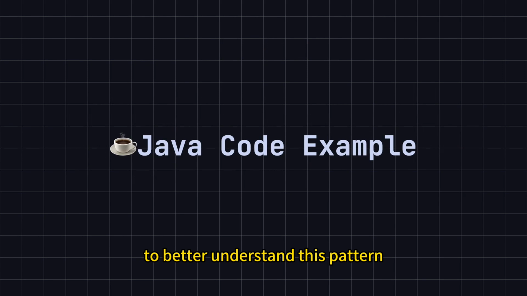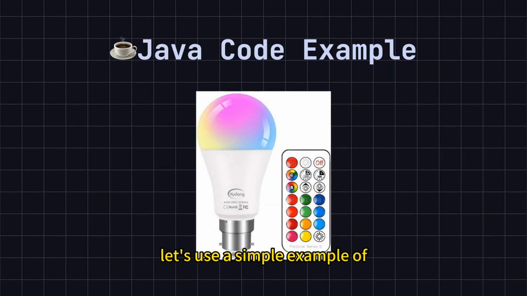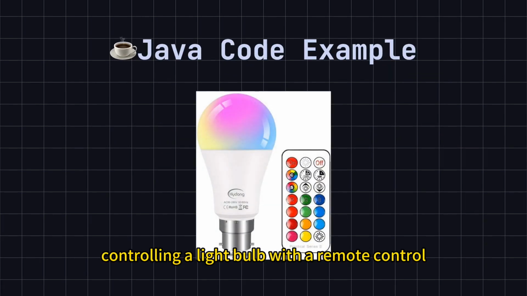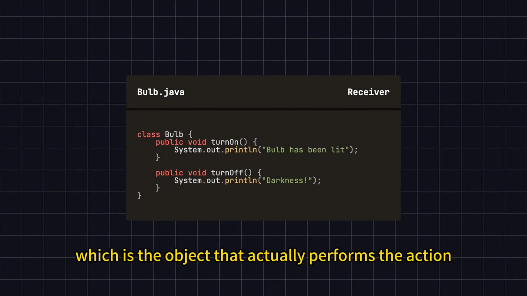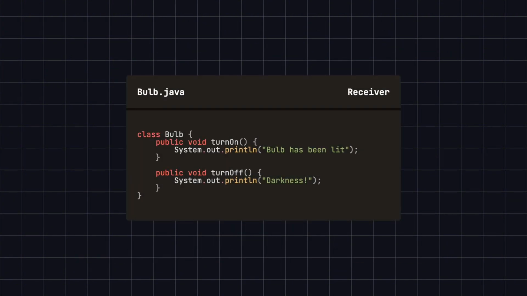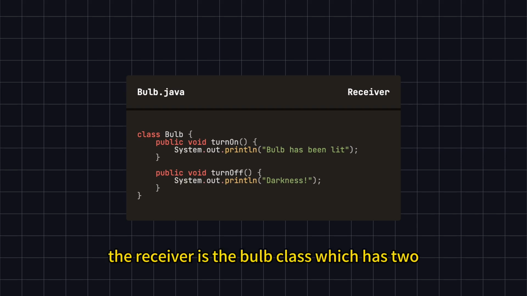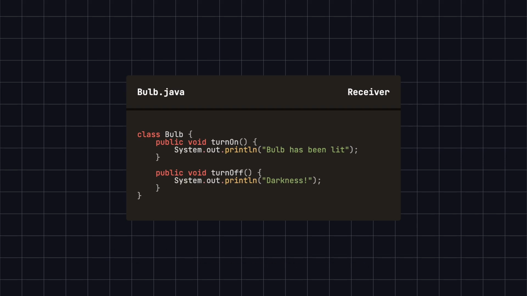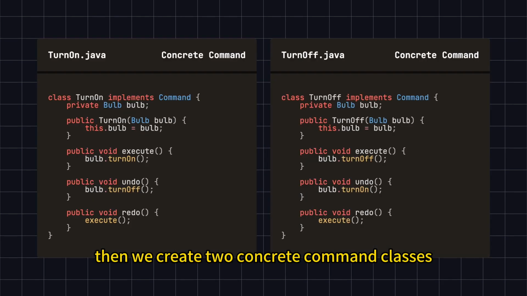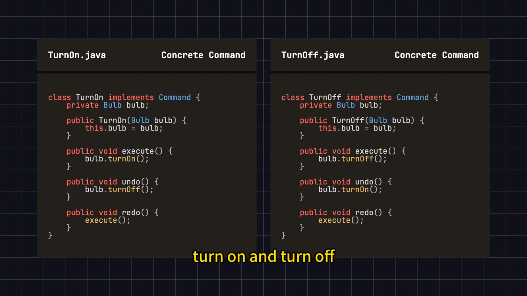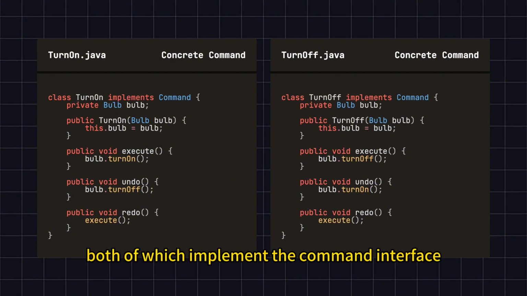To better understand this pattern, let's use a simple example of controlling a light bulb with a remote control implemented in Java. First, we define the receiver, which is the object that actually performs the action. In this case, the receiver is the bulb class, which has two methods, turn on and turn off. Next, we define a command interface, which includes methods for executing, undoing, and redoing commands. Then, we create two concrete command classes, turn on and turn off, both of which implement the command interface.